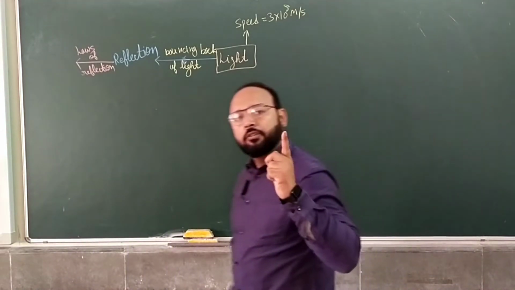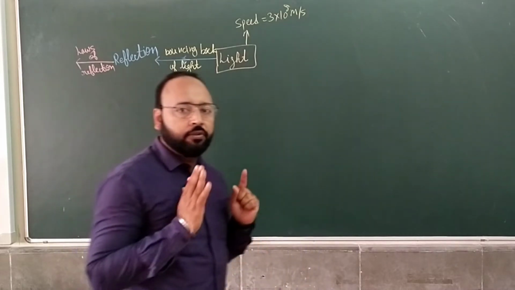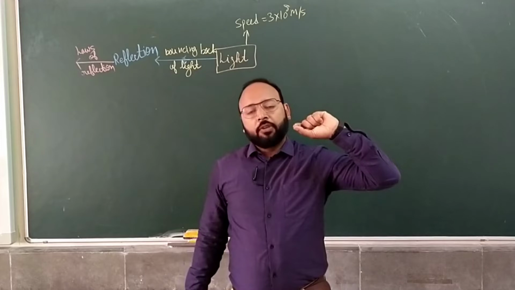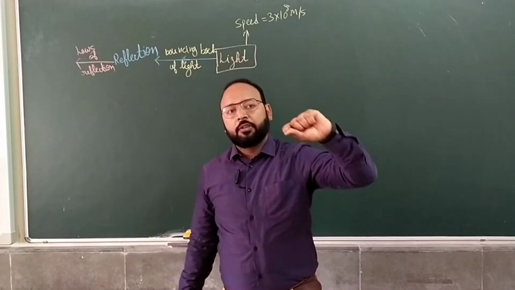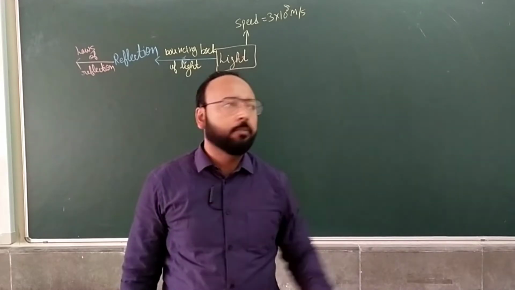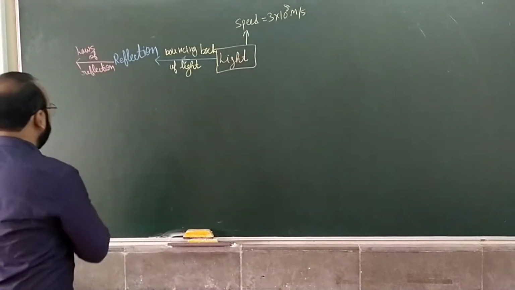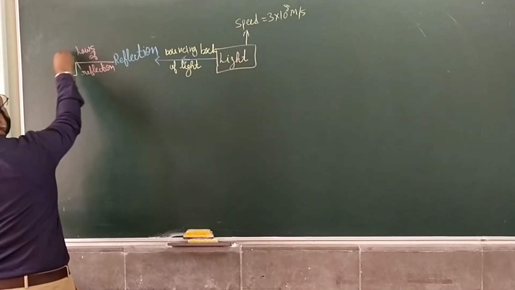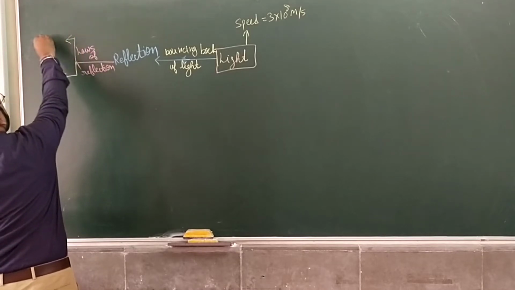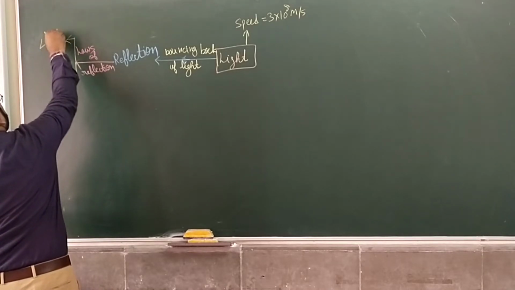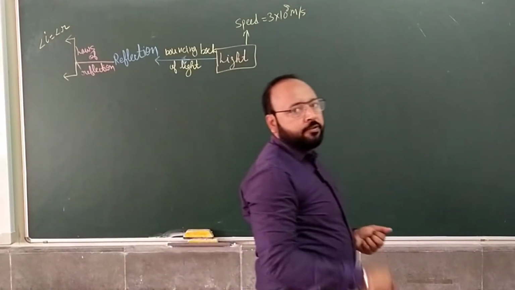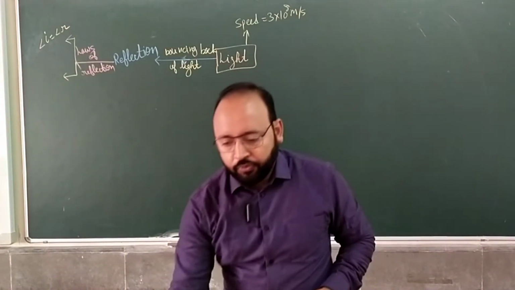One says that angle of incidence is equal to angle of reflection. That means the angle at which the ray of light strikes the surface, it will reflect back at the same angle. So these two laws we can describe like this. One, angle of incidence is equal to angle of reflection, where I stands for incidence and R stands for reflection.